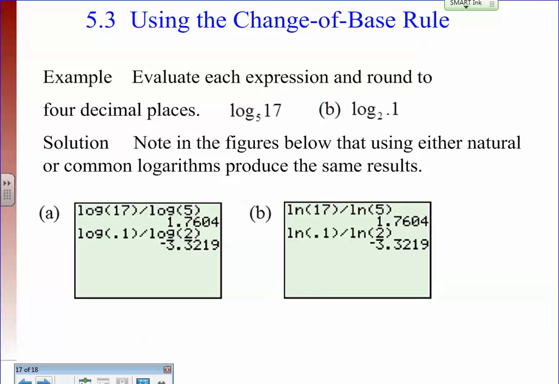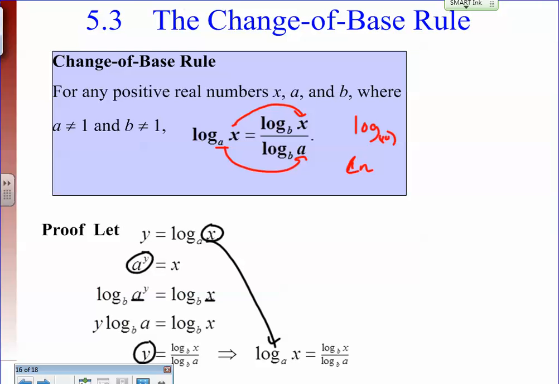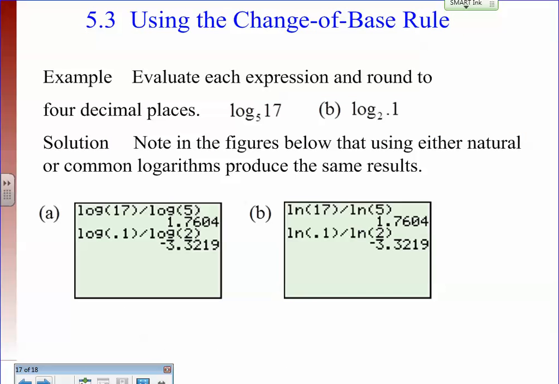Okay. Evaluate each expression, round to decimal places. So if you have a scientific calculator that does not have this function I'm going to show you, you have to use that change of base rule to do that. The argument goes on top, divided by the log of whatever base you want, usually base 10, on the bottom. So they take log 17 divided by log 5, and they get the answer. They do log of 0.1 divided by log of 2, and they get the answer.